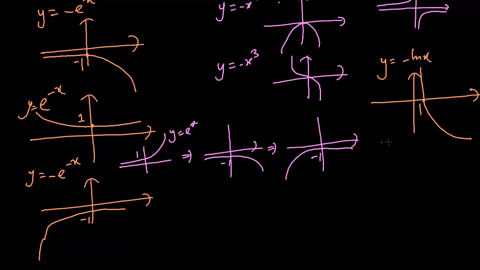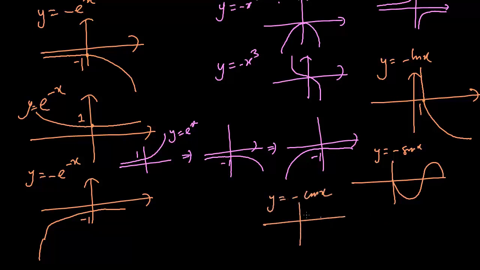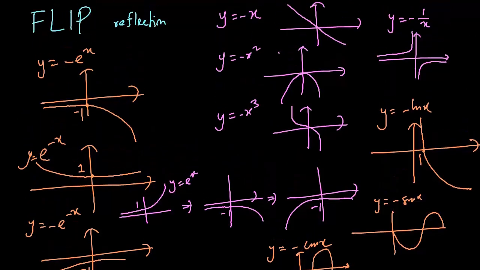And we have one more flip. If we have y equals minus sine x, this was the original, so this is what the flip would be. So that's it, minus sine x. And minus cosine x, the flip would be like this. That's what the flip would be. That's it. So reflections or flips, that's how you flip the picture.